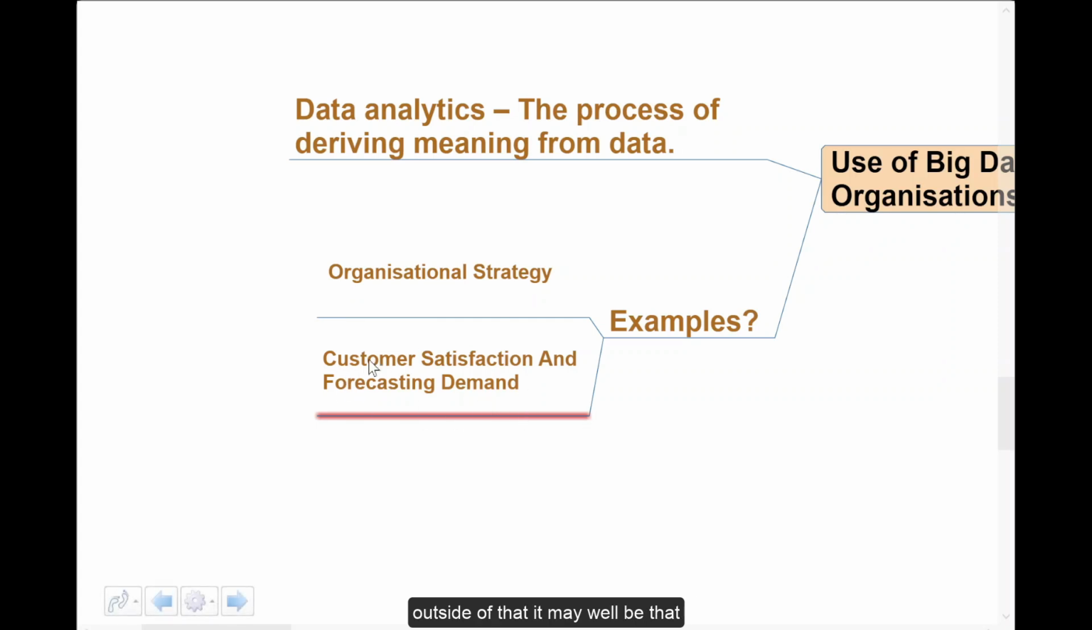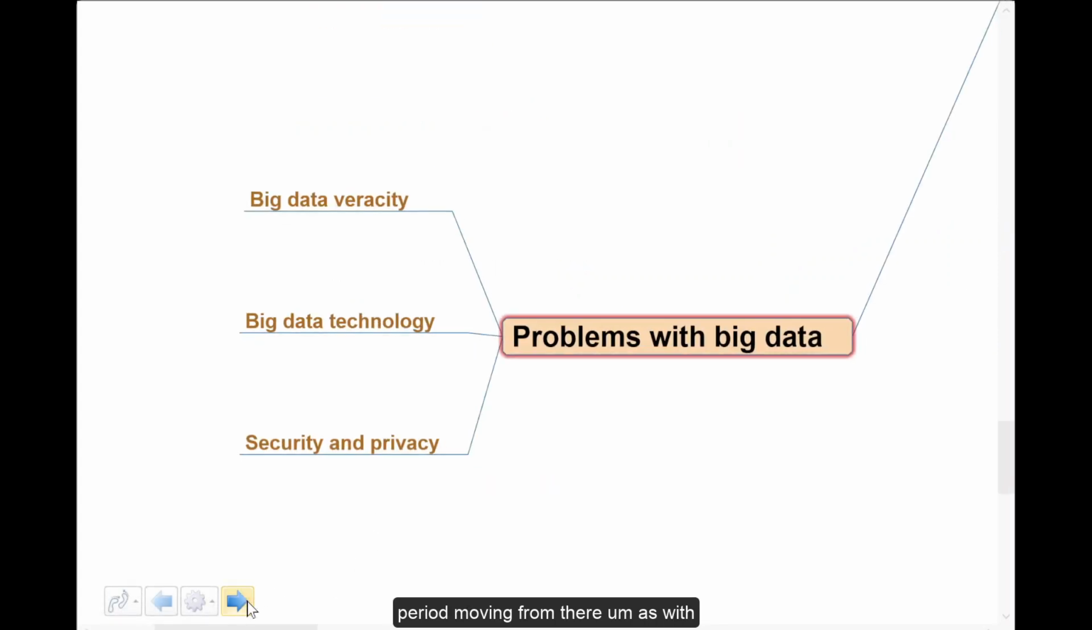Outside of that, it may well be that forecasting is facilitated in an easier manner through the use of big data and indeed patterns of sales in a particular period. Moving from there, as with everything in the ACCA qualification, there's always several sides to the coin, and there are several sides to this coin.